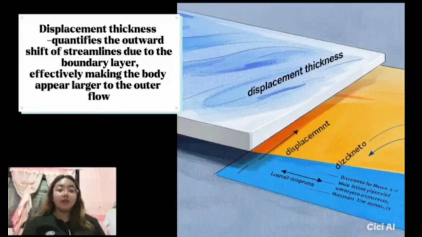So, an example of displacement thickness is, think of a river flowing over a rock. The water near the rock surface slows down due to the friction. This creates a boundary layer. To maintain the same flow rate as if the rock wasn't there, the water flowing farther away from the rock needs to be pushed outwards, effectively making the rock appear larger. This outward displacement is the displacement thickness.